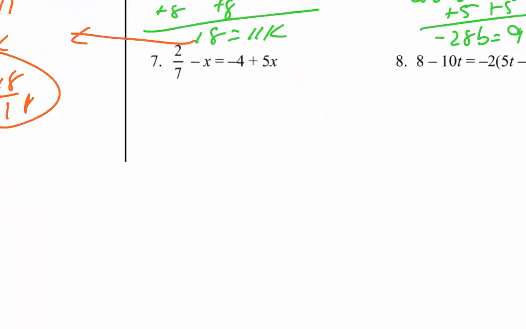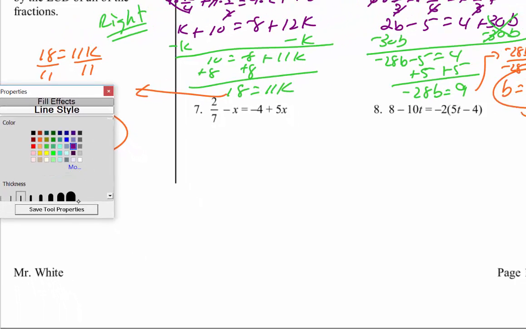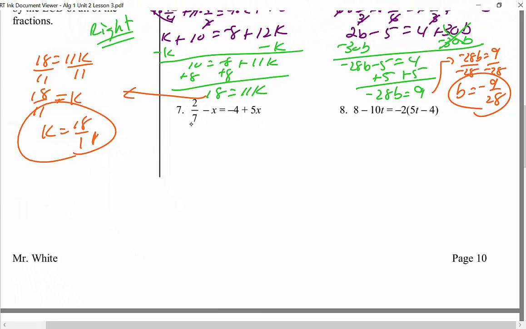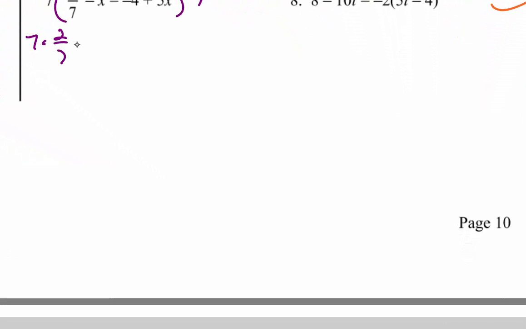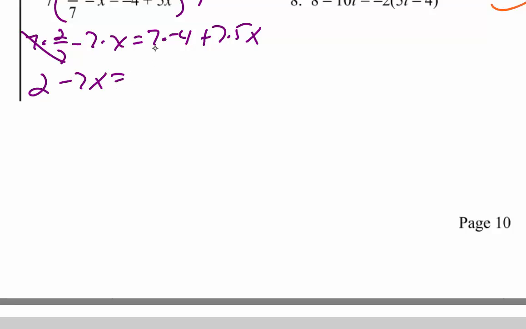So here we go. Next. Think about what you are going to do with this problem. Well, I would like to get rid of the fractions. So I'm going to multiply by 7. 7 times 2 sevenths minus 7 times x equals 7 times negative 4 plus 7 times 5x. Here the 7's cancel. 7 times x is minus 7x. 7 times negative 4 is negative 28 plus 35x. There it is. One step, no fractions.